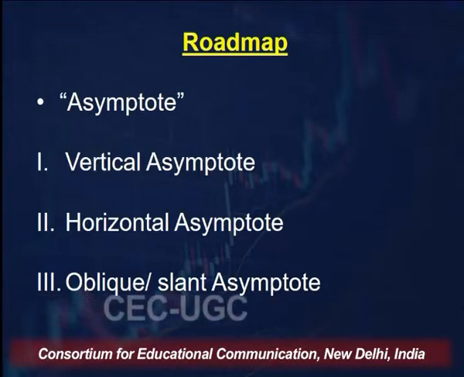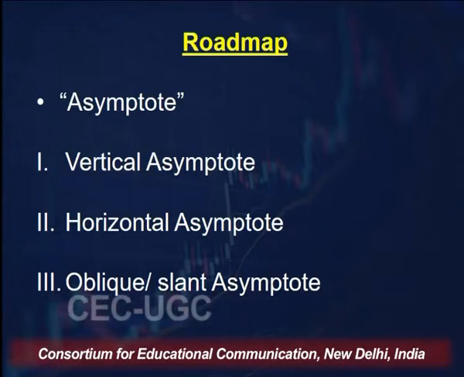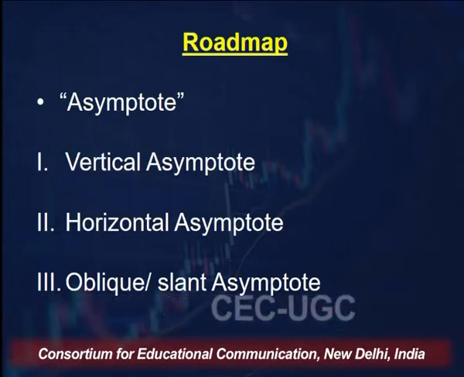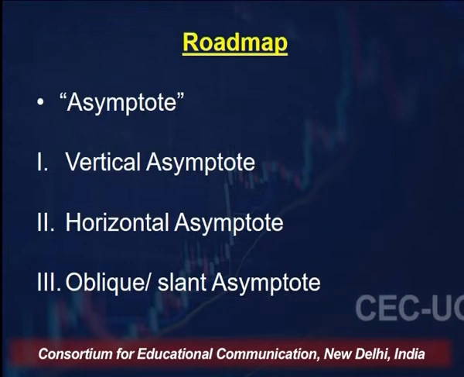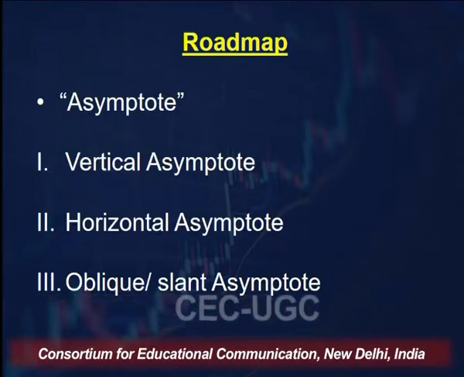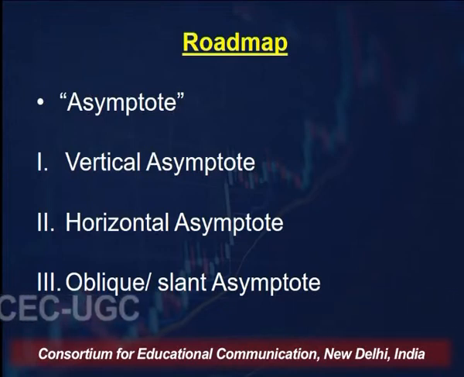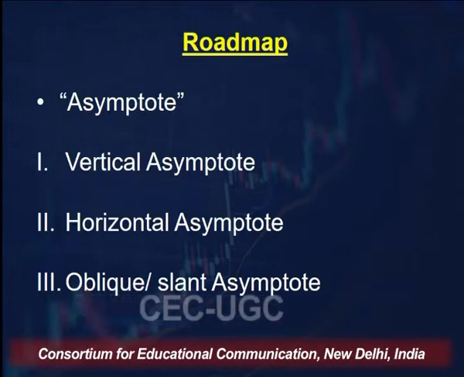And then, after telling you what the concept involves, I'm going to break up the lecture into three parts. I hope time permits us to do all three parts. In the first part, we will talk about vertical asymptotes. In the second part, we'll talk about horizontal asymptotes. And in the third part, we will talk about oblique or slant asymptotes. So this is the plan for today's lecture.